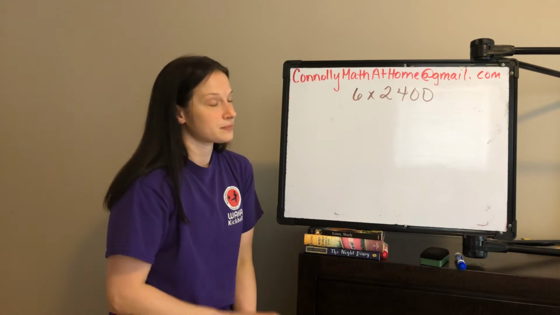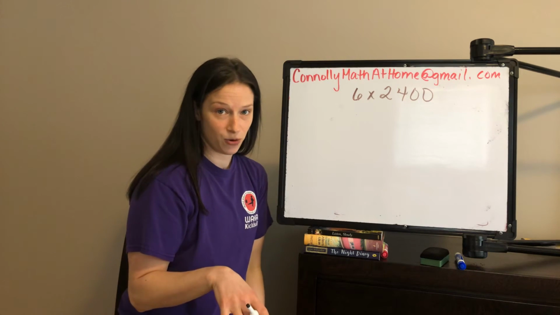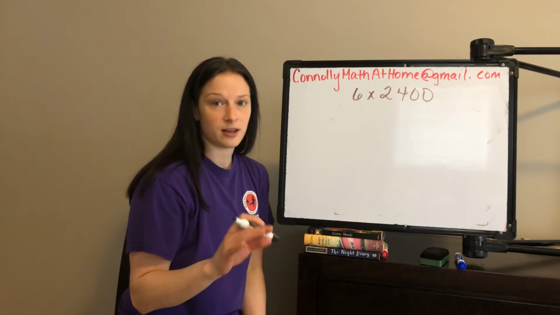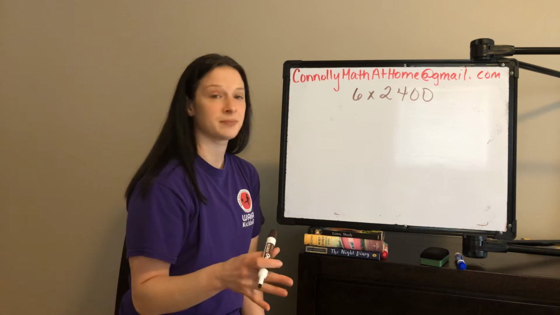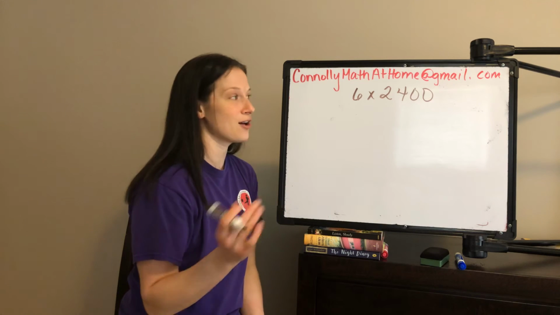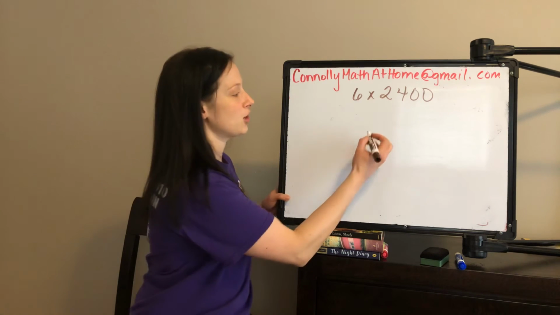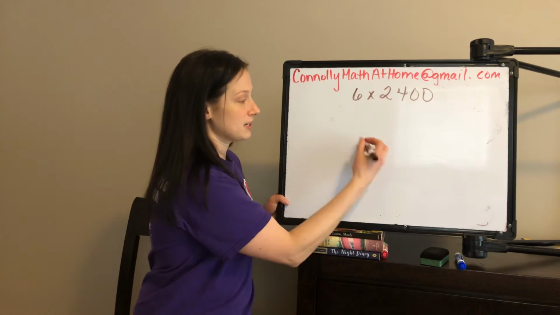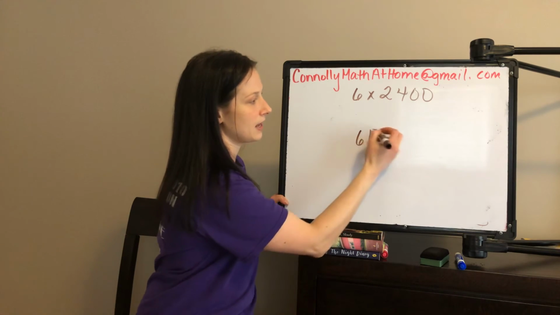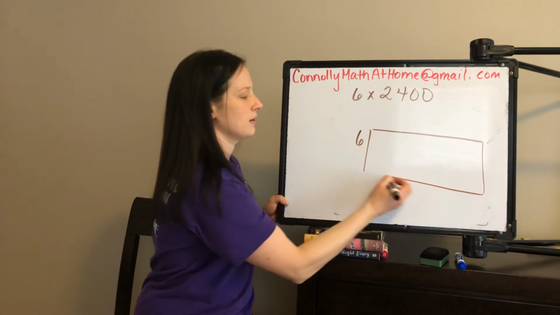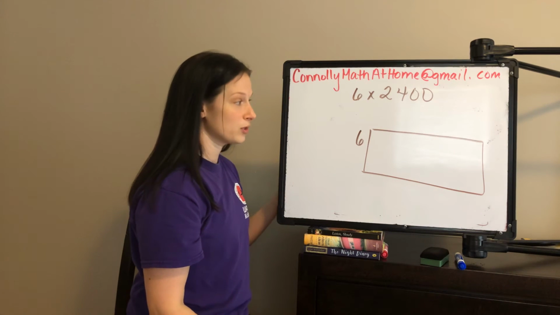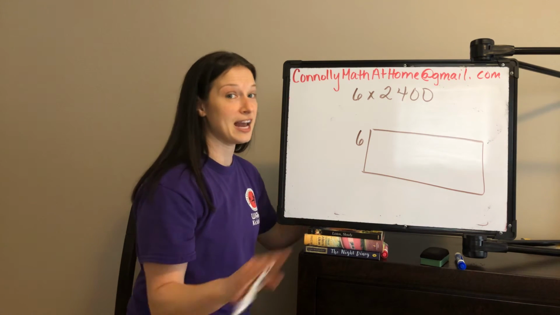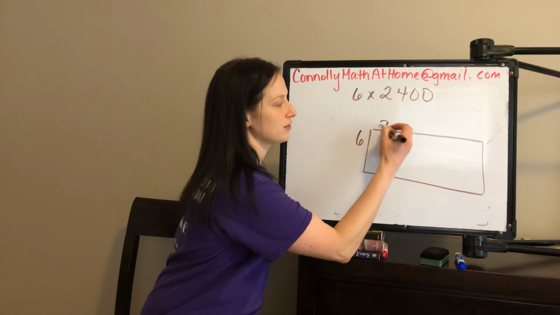Okay, so we have the other strategies we just went over. So I'm just going to go over a couple of them really fast, and then we're going to think about another way to solve this problem. Okay, so let's think about keeping 6 whole, and we can split up 2,400. You could split up 2,400 any way that you want, so there's place value.